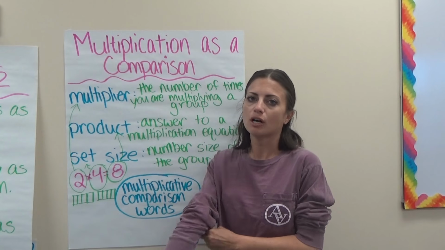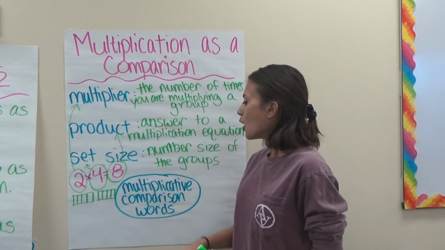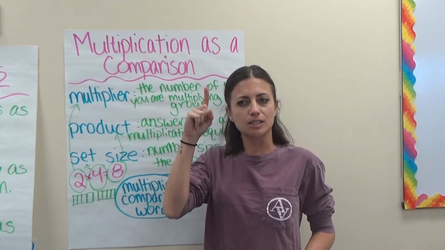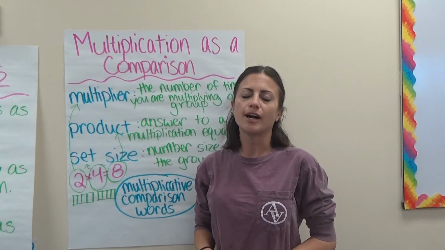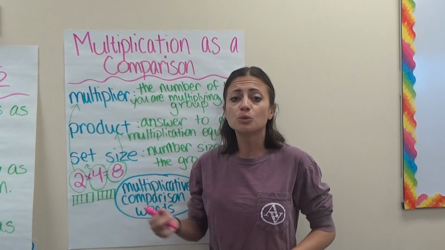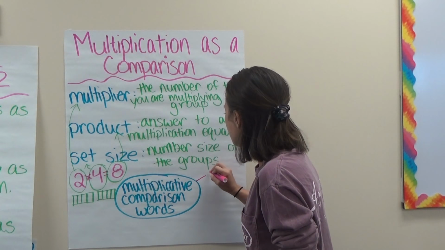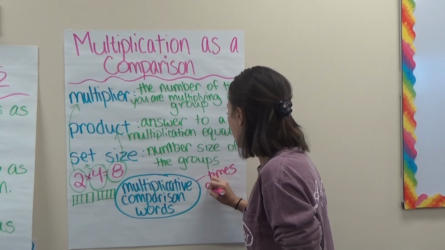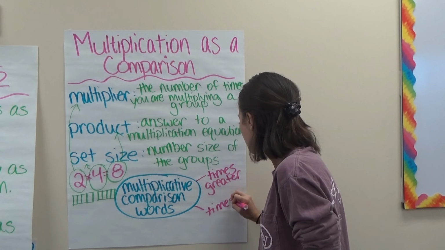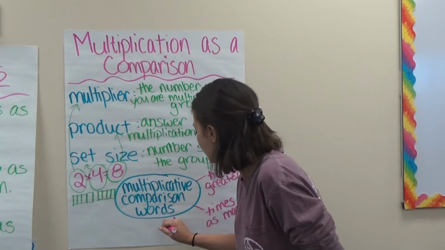Now, the last thing we have to talk about before we can jump into turning our equations into words and our words into equations is some of our multiplicative comparison words. Now, these are the words that are going to give us a little hint. Those are the little light bulbs that are going to go off in our head that tell us, ooh, I am comparing numbers. I can use my multiplication to do this. Those words are, and you're going to see a trend. I want you to notice if you see a pattern here. Times greater, times as many, times bigger, that's another one.